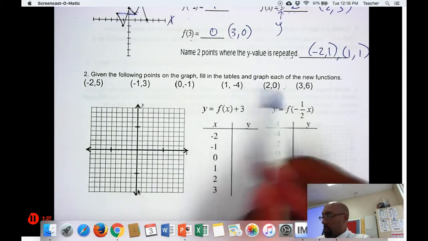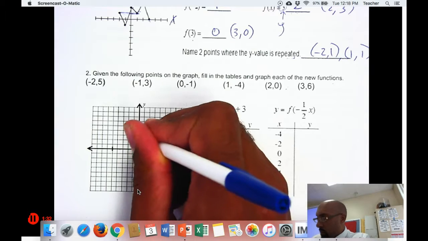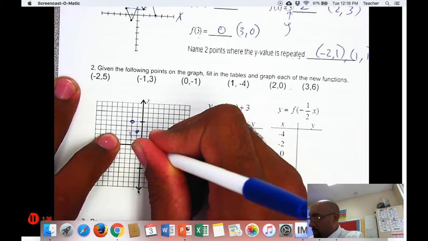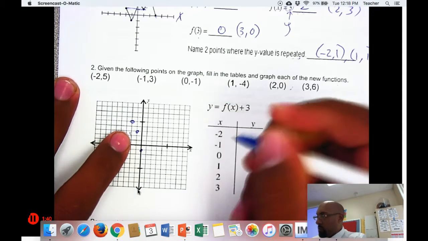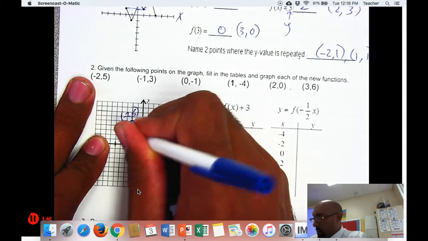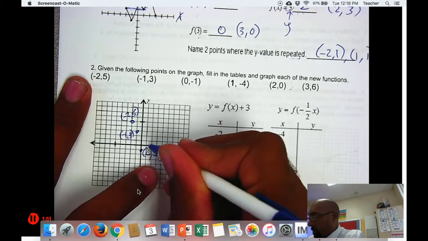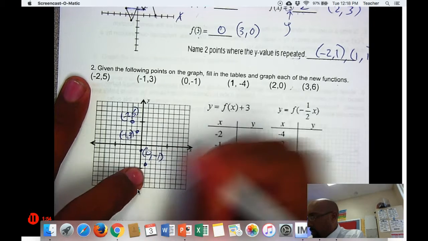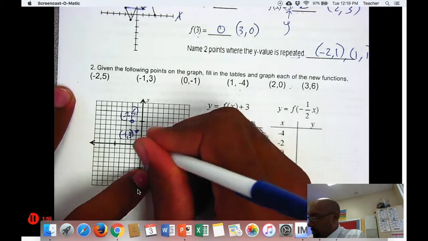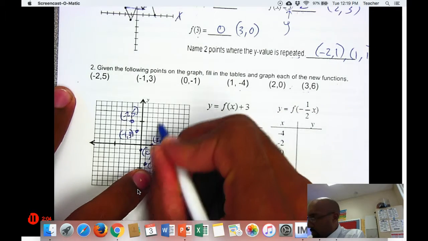Well, all I'm doing is putting these points on this graph. So first one, -2 and 5, -1 and 3, and then 0, -1. As you do this, I want you to label them. So -2 and 5, -1 and 3, 0, -1, 1 down 4, so that's this one here, 1, -4, then 2, 0, and then just 3 and 6. 3 up to 6.